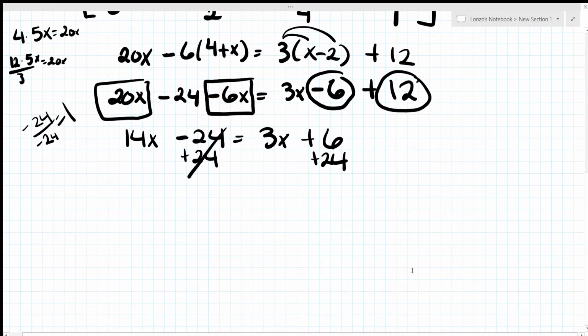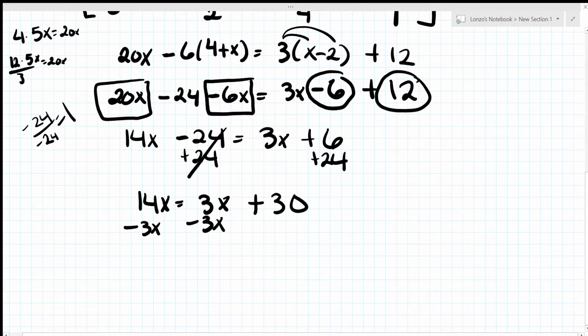Okay. So that you're left with 14x equals 3x, and then 24 plus 6 is, 24 is 6 plus what? 7, 8, 9. That's 30. Okay, so my goal is to solve for x. So I'm going to get rid of this 3x. I'm going to move it to the left. So how do I do that? I'm going to subtract 3x from both sides. So 14x minus 3x is 11x. And then you're left with 30, right?